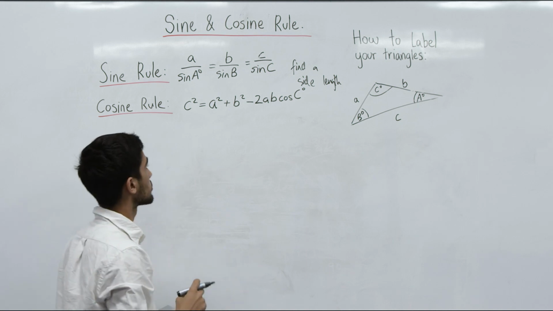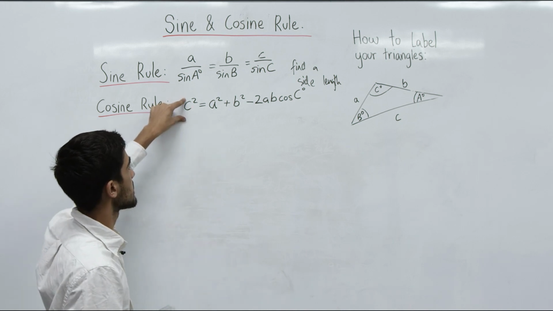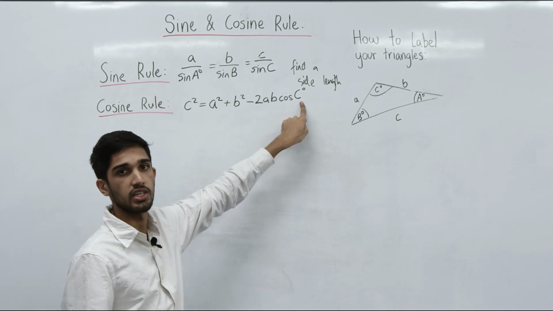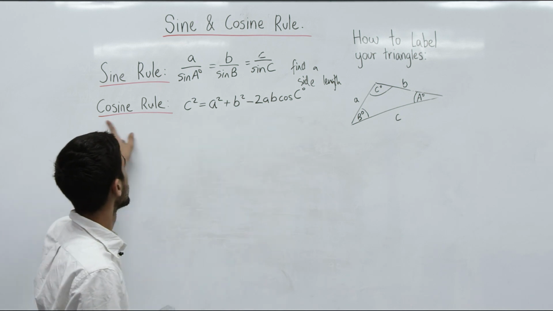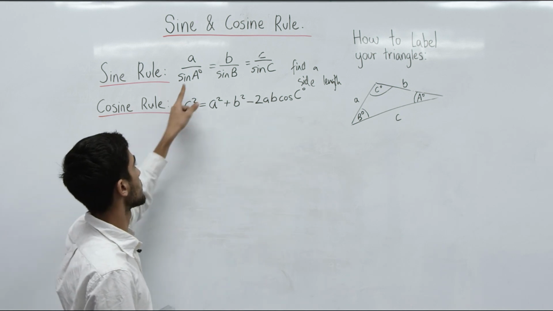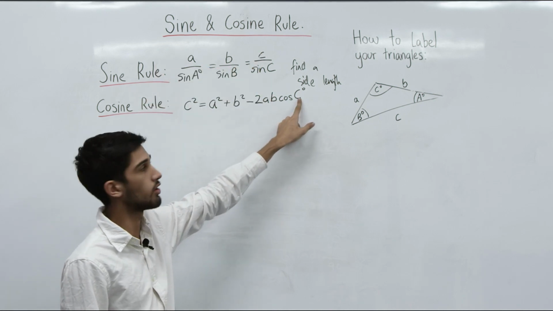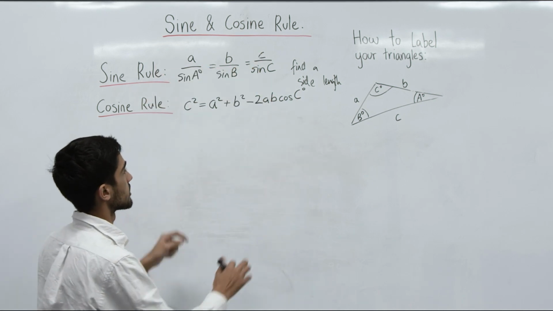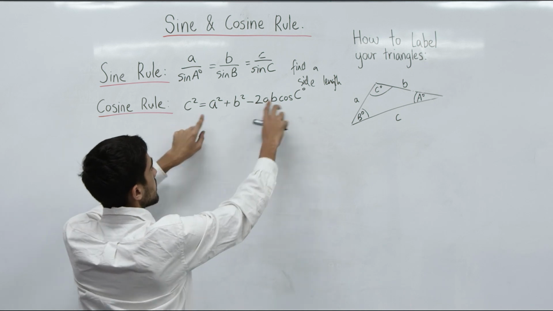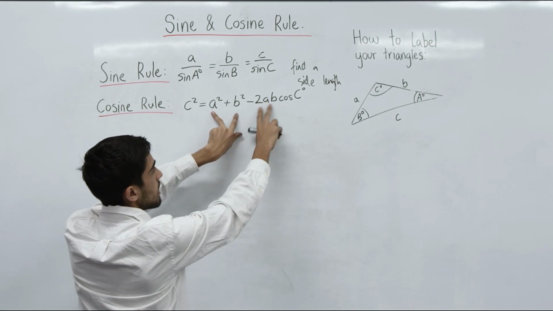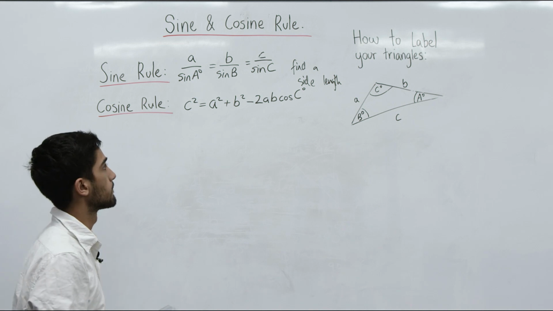So the key here is this C should match the angle you use at the end of the cosine rule. And it's called the cosine rule because now instead of having the sine in our equations, we have the cosine of the angle C there. So the key is these C's should match. If these are A and B, then these two numbers should be A and B as well.